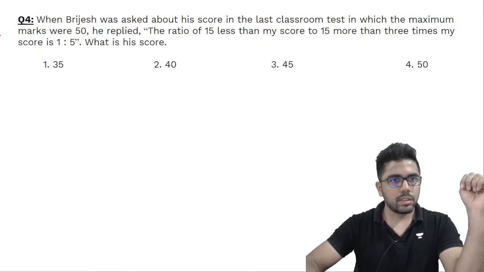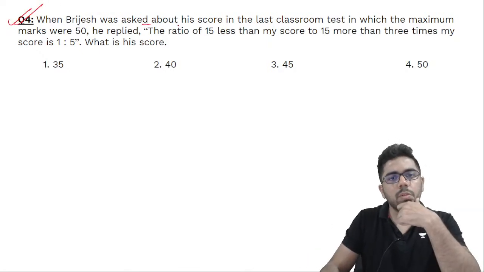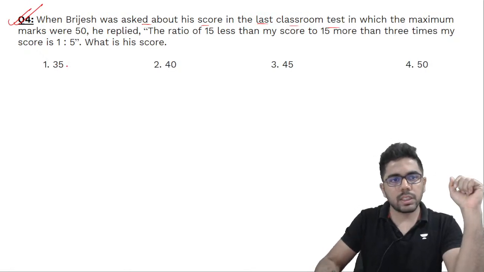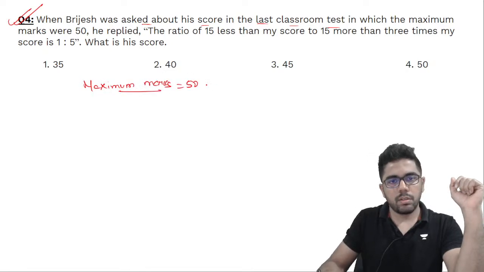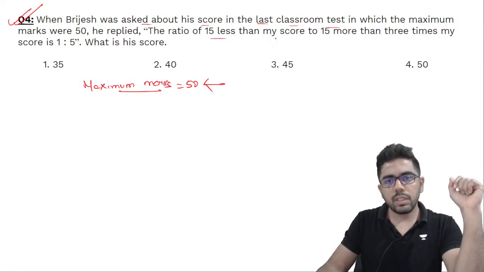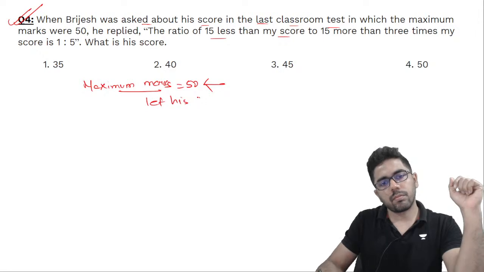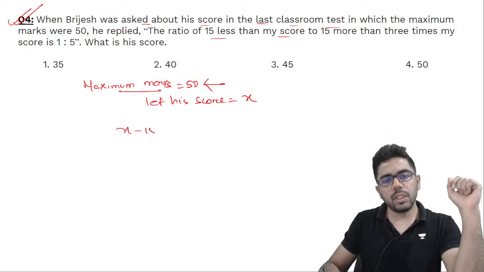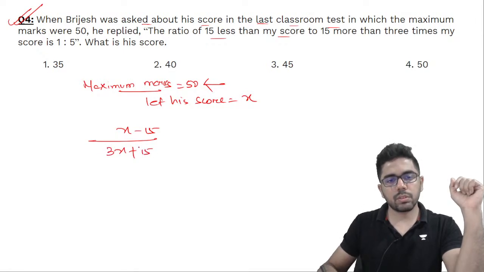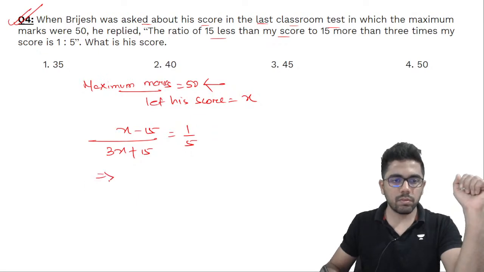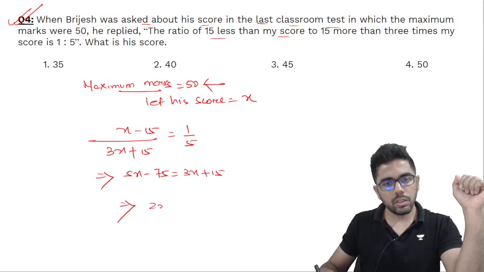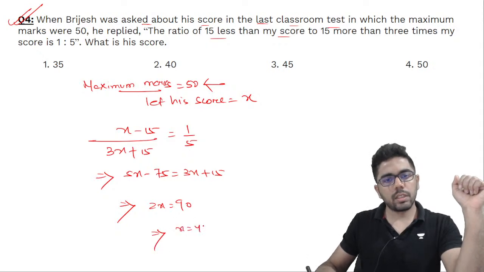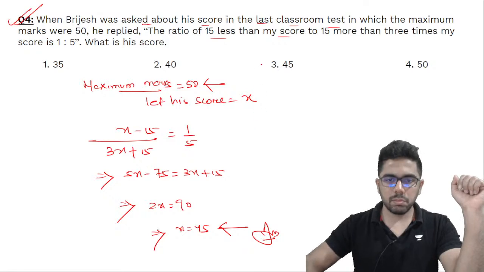All right, let us take this. When Bridges was asked about his score in the last classroom test, in which the maximum marks were 50, तो Bridges ने क्या reply किया? The ratio of 15 less than my score, let his score be x, so 15 less than his score to 15 more than 3 times my score, this is 1:5. बस अभी solve कर लो. 5x minus 75 is equal to 3x plus 15, so you get 2x is equal to 90, x is equal to 45. It's a very simple, easy one, this question is.